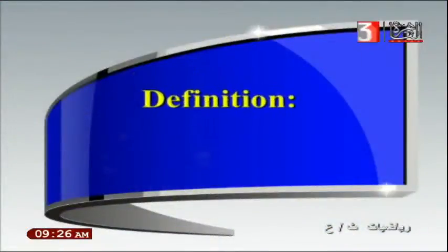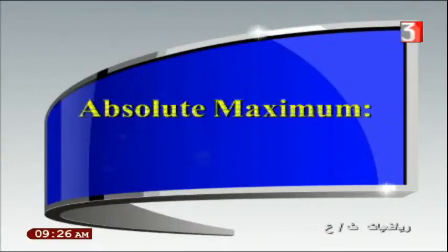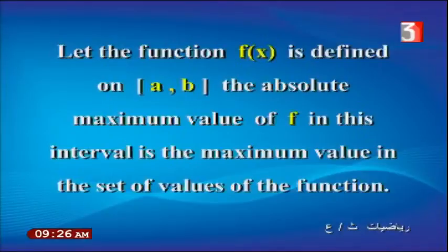Definition: absolute maximum. Let the function f of x be defined on the closed interval a and b. The absolute maximum value of f in this interval is the maximum value in the set of values of the function.